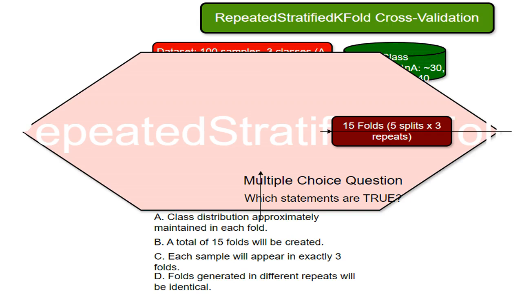RepeatedStratifiedKFold combines 2 important techniques: stratified sampling and repeated cross-validation. Stratified sampling makes sure that the class proportions, A, B, and C, remain consistent in every fold. That is, the training set and testing set for each fold retains the class proportions consistent with the whole dataset. Repeating the cross-validation process creates multiple different sets of folds, making the model evaluation more robust.